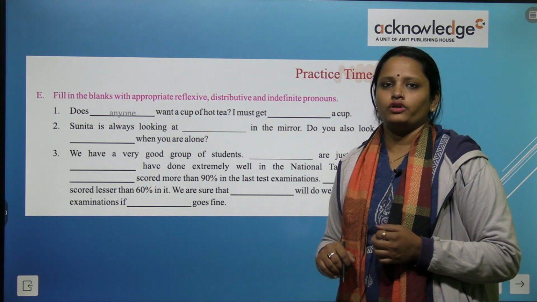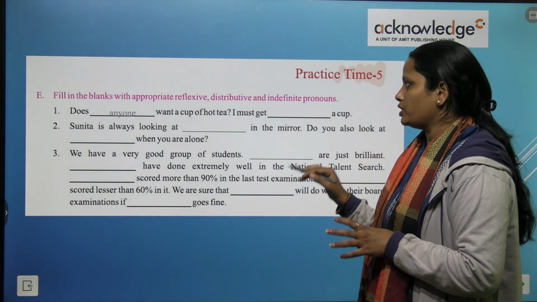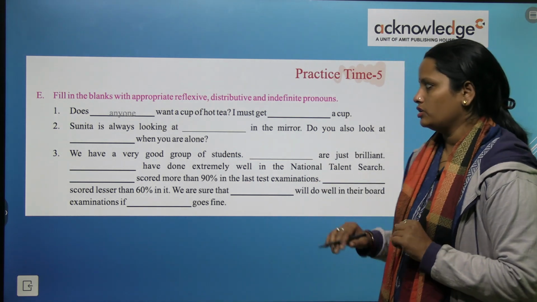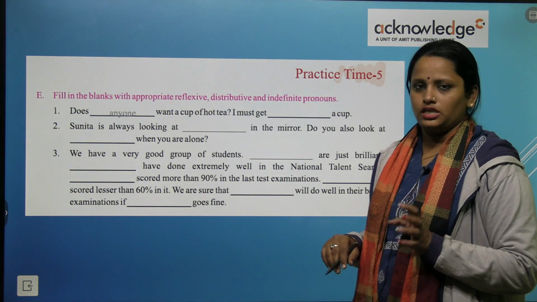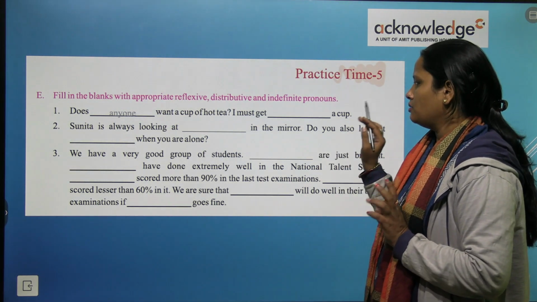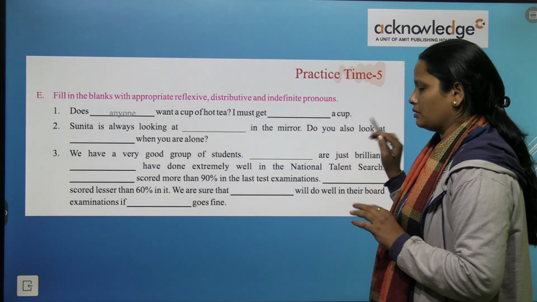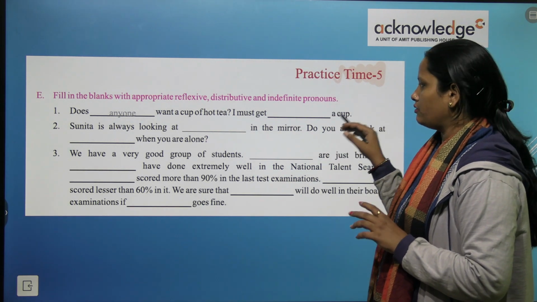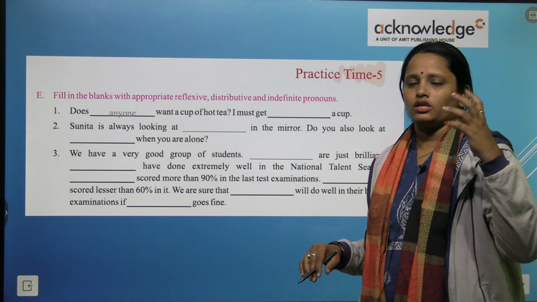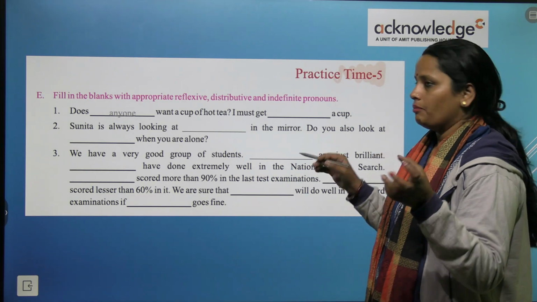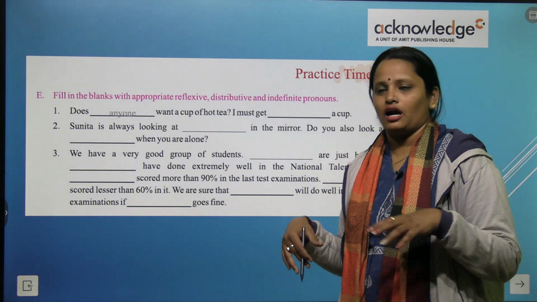Now here we have to fill in the blanks with the appropriate reflexive pronoun, distributive pronoun or indefinite pronoun. So does anyone want a cup of hot tea? I must get myself a cup. So here we have written myself, कि किसी को चाय या कॉफी चाहिए, cup of hot tea चाहिए, मैं तो अपने लिए बनाने जा रही हूँ. I must get myself a cup.